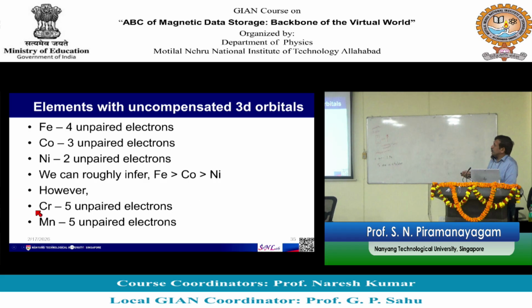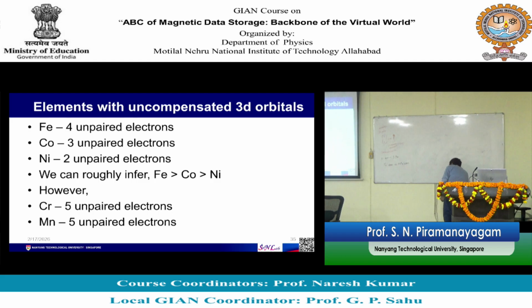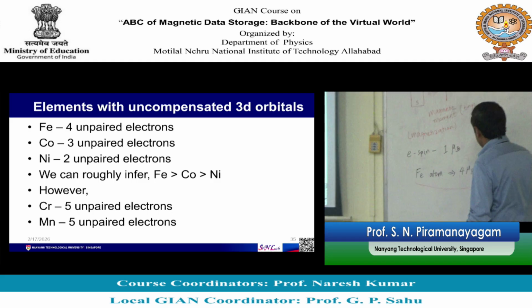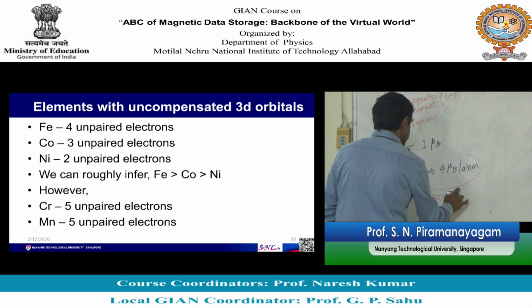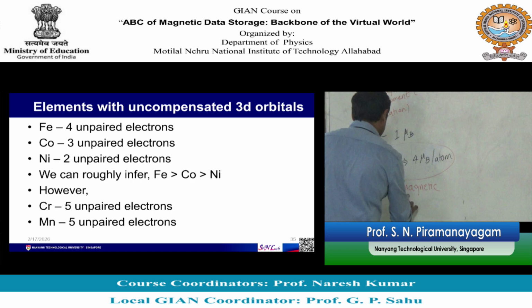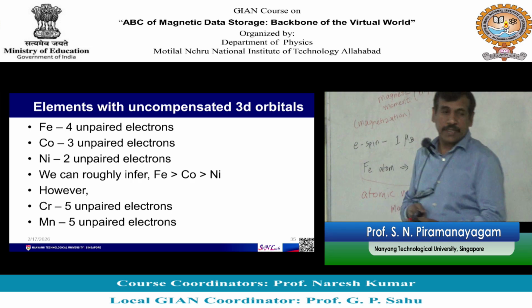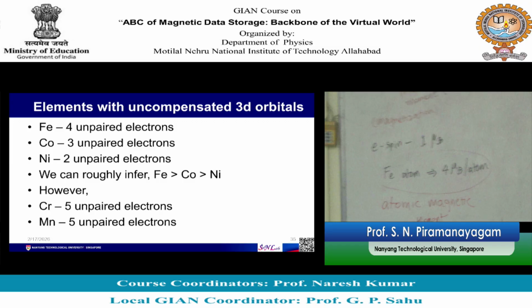Now, if you look at chromium, chromium also has 5 unpaired electrons, manganese also has 5 unpaired electrons, and you know that chromium is non-magnetic and manganese also is not magnetic. Okay. So, something else matters. So, I just told you that iron atom has this 4 Bohr magneton. So, this is what we call atomic magnetic moment. So, it is not just that the atomic magnetic moment matters, but something else also matters.